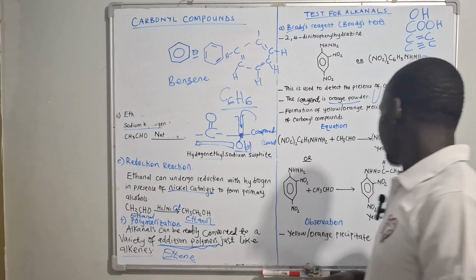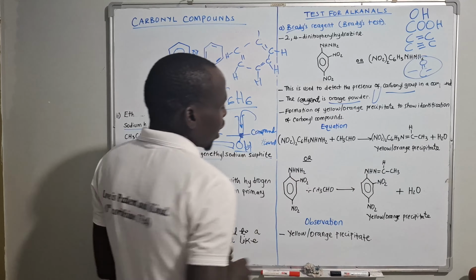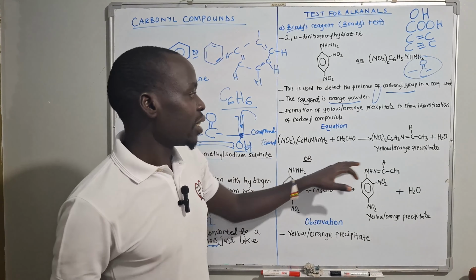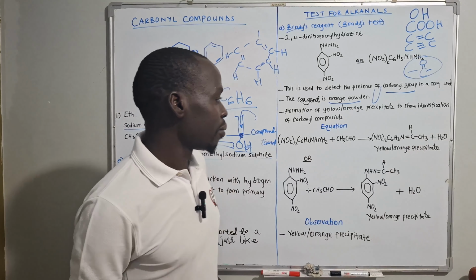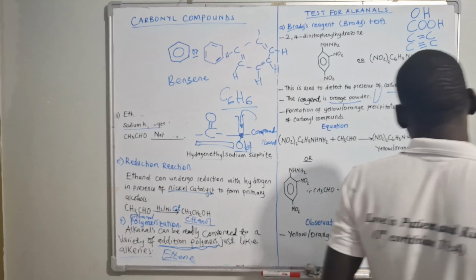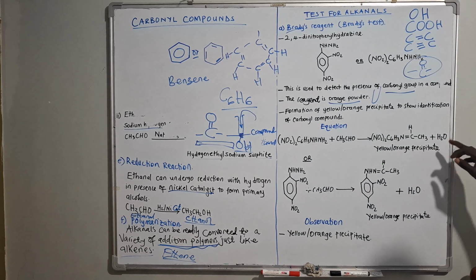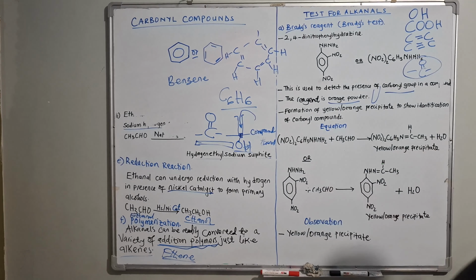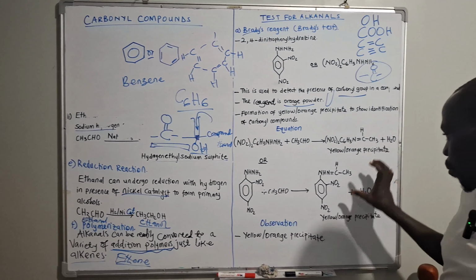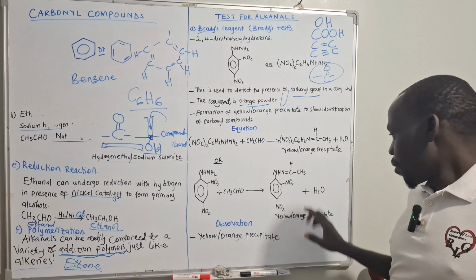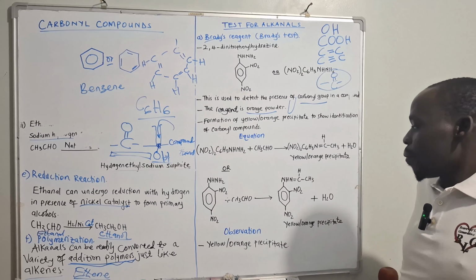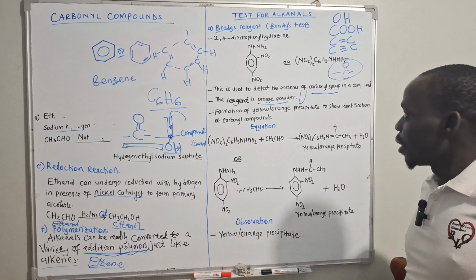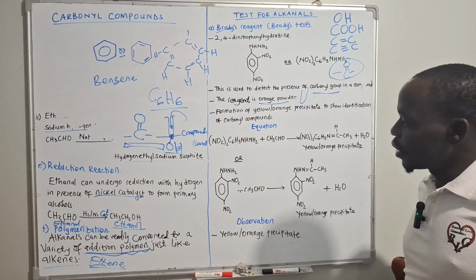If I have ethanal combined with 2,4-dinitrophenyl hydrazine, this is the yellow precipitate which is formed at the end of the reaction. The water molecule is given out. Or you put it like this and you'll be in position to get these compounds, which is the yellow precipitate. Observation: yellow precipitate formed. This chemistry is very, very simple.